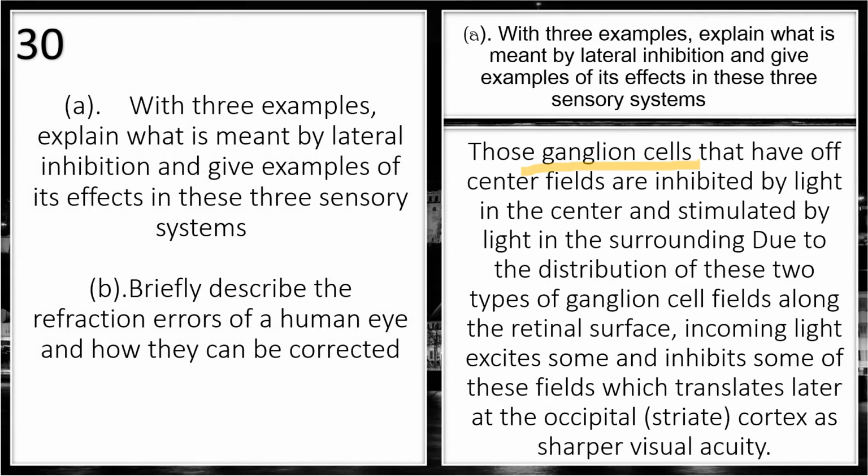Those ganglion cells that have off-center fields are inhibited by light in the center and stimulated by light in the surrounding. Due to the distribution of these two types of ganglion cell fields along the retinal surface, incoming light excites some and inhibits some of these fields, which translates later at the occipital cortex as sharper visual acuity.